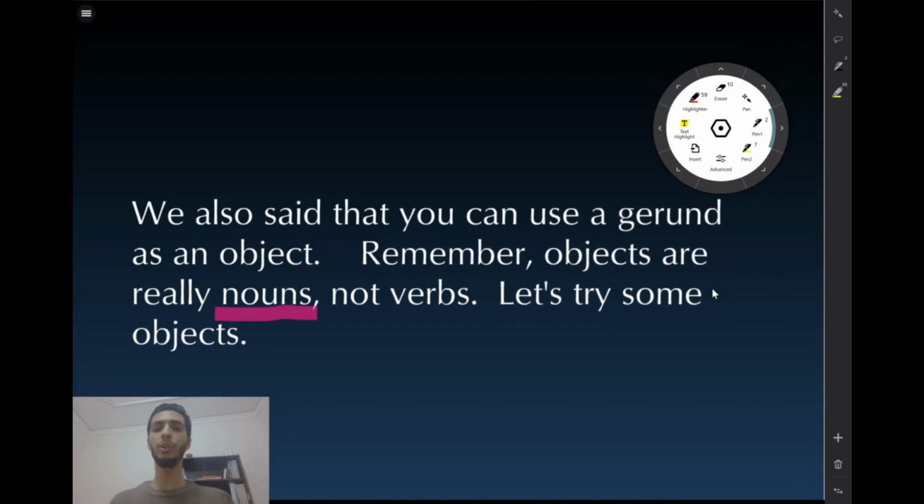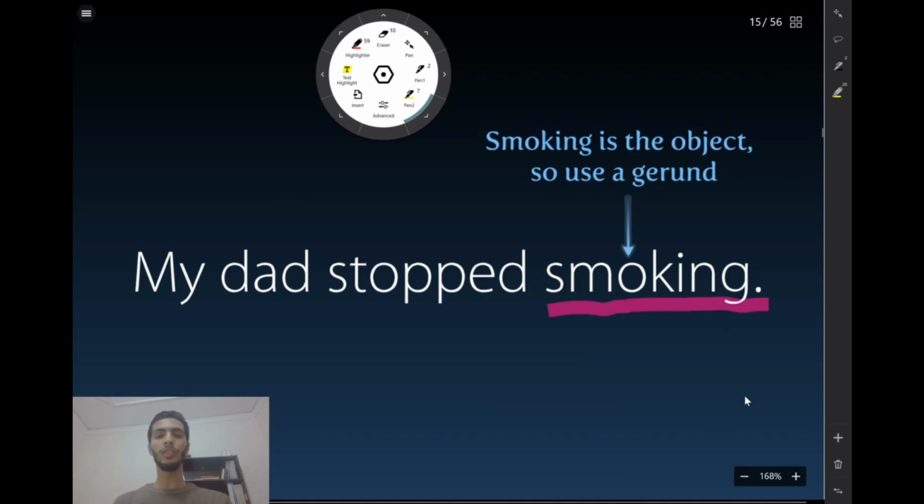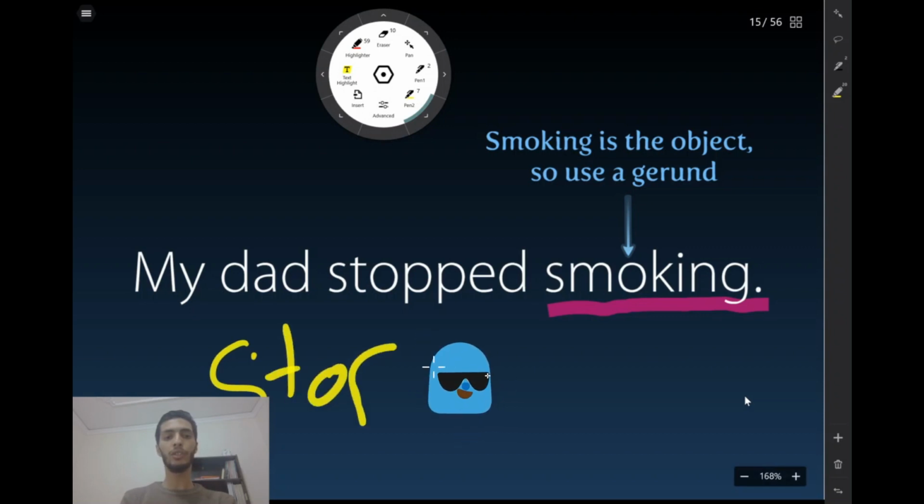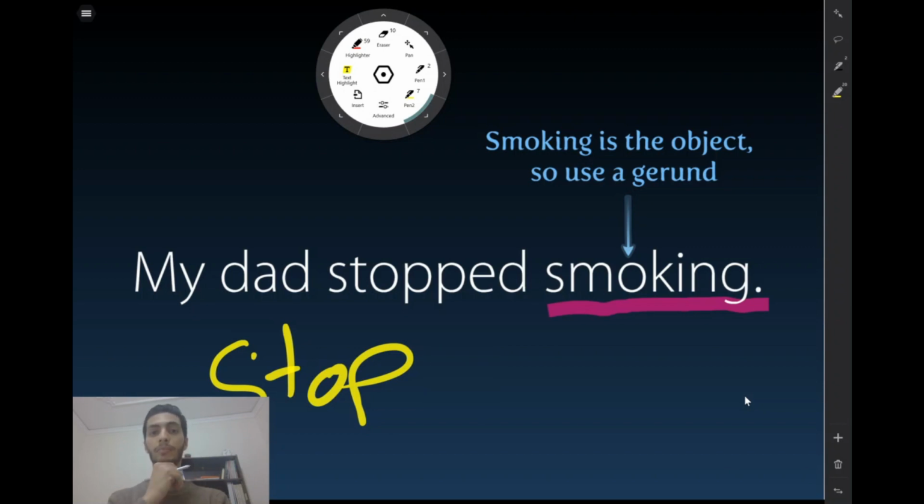Now we also said that you can use a gerund as an object. Remember, objects are really nouns, not verbs. Let's try some objects. كمفعول به في الجملة. الحالة الثانية استعمال اسم الفعل. So for this sentence here, my dad stopped smoking. We've used a gerund, right? So smoking. Very good. But the problem is the verb stop is a special verb. Why? We can use the gerund after it and we can use the infinitive as well.